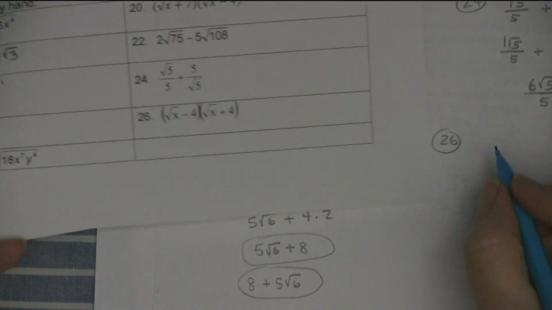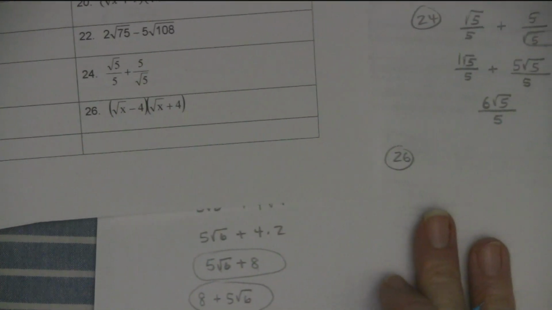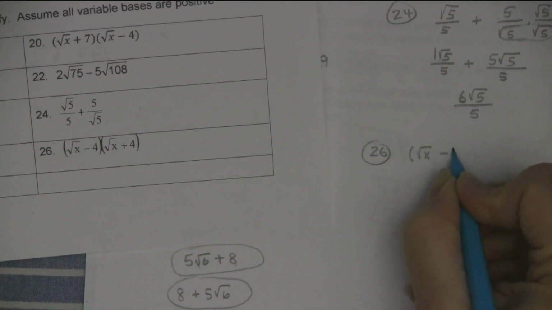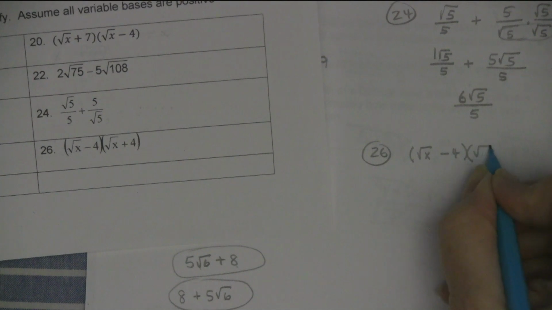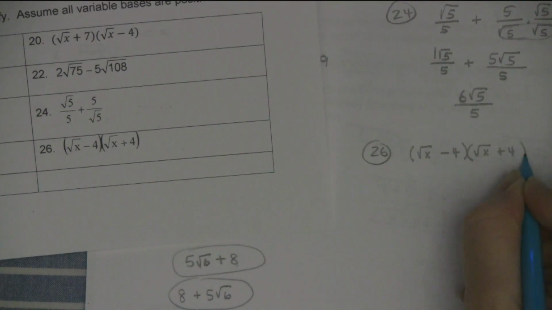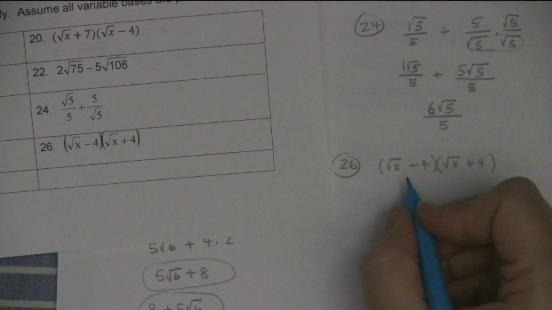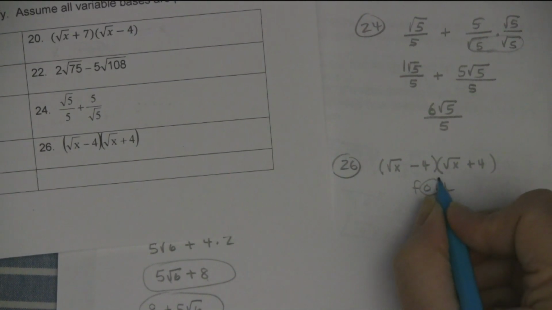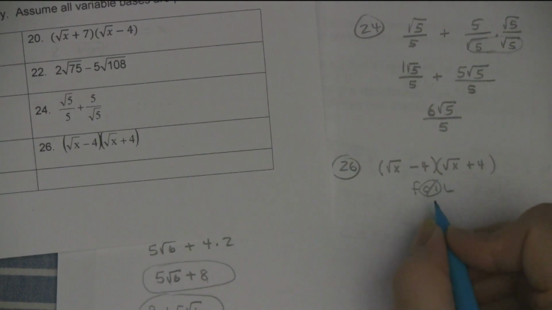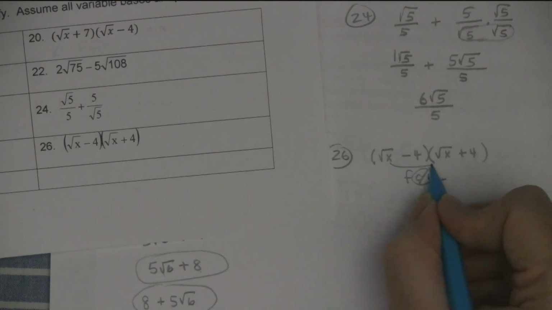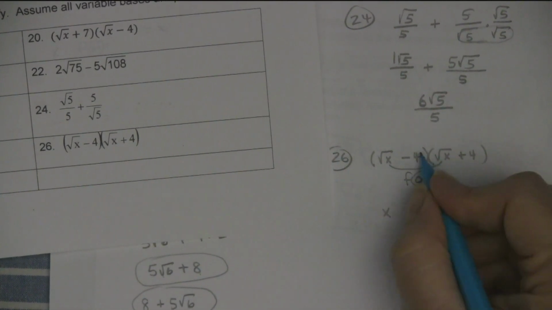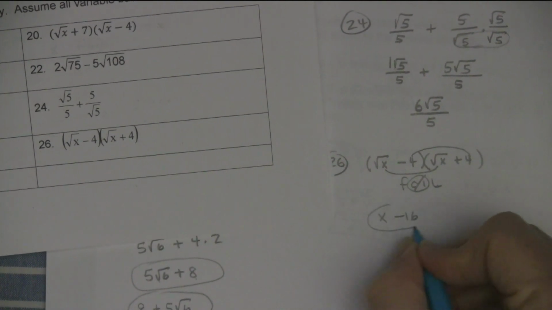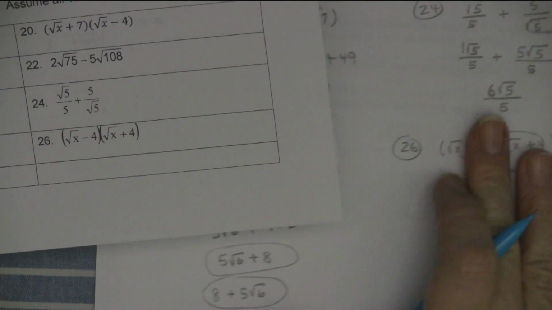So 26 looks like this one. They are conjugates here, so I don't have to multiply the whole thing. When I FOIL, I can just do the first and the last. The outer and the inner make 0. So here I'm going to get x, and here I'm going to get minus 16. And that's it for 26.